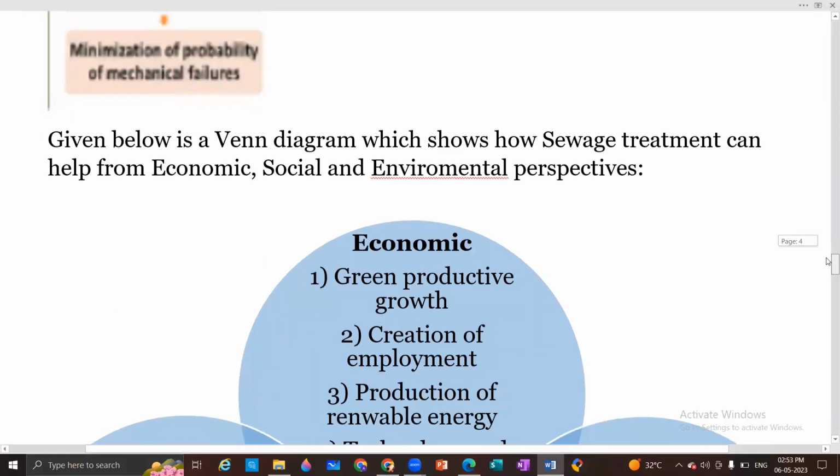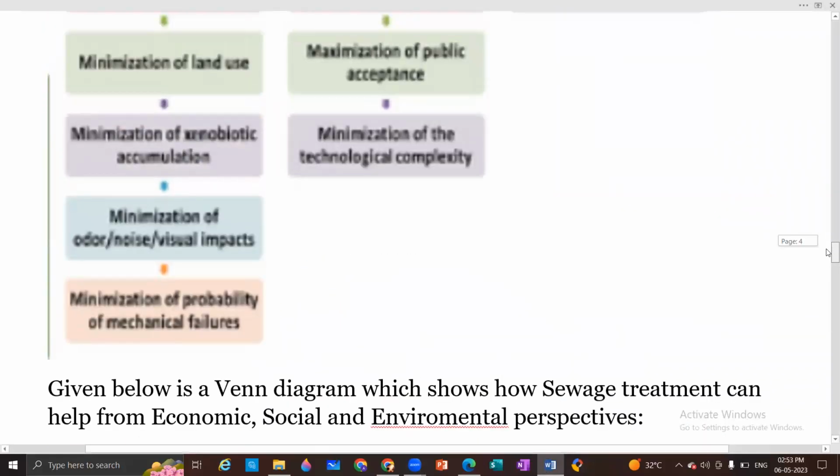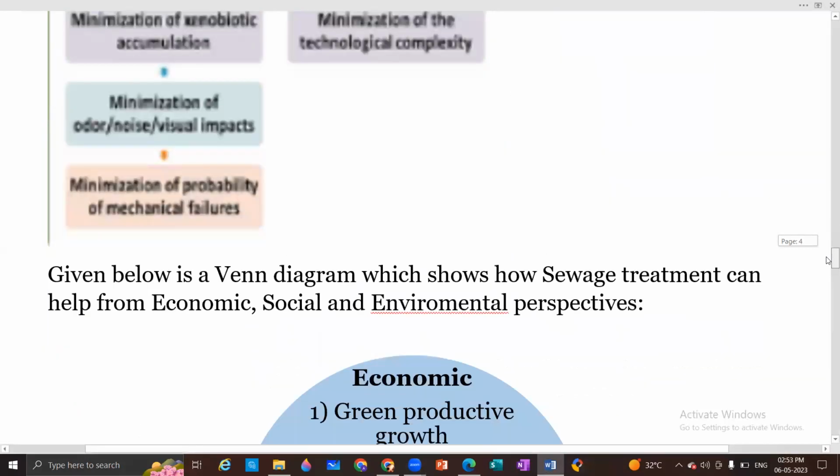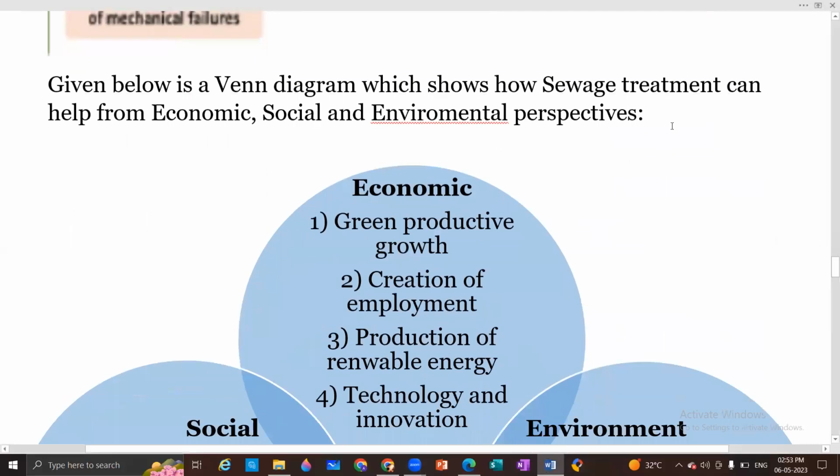So this is a Venn diagram which I made, and it shows how sewage treatment can help from economic, social, and environmental perspectives, which we saw above. In terms of economy, it can help in green productive growth. The reason is that the sludge is then sent to biodigesters. So after the energy is produced, the remaining waste matter is sent for creation of manure.